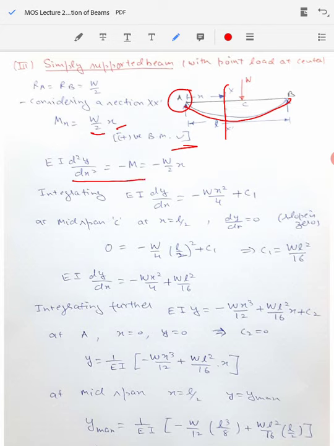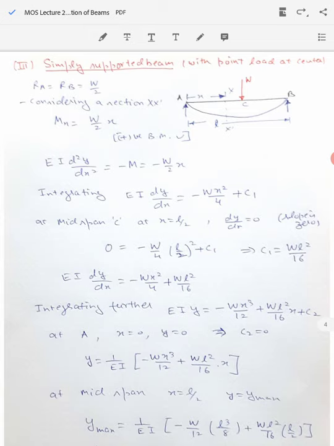Now let's utilize our equation as before. So EI d square y by dx square is equal to minus M. You substitute the value of M as W by 2 into x, and then you integrate this equation to obtain the equation for slope as EI dy by dx equal to minus W x square by 4 plus constant of integration C1. Now in this case, in order to determine the value of the constant of integration, we will use the midspan value of slope.